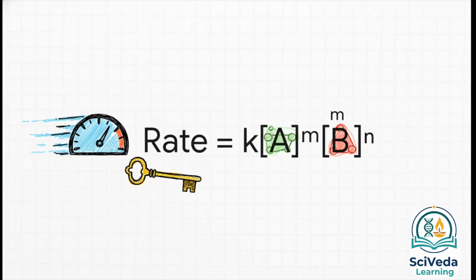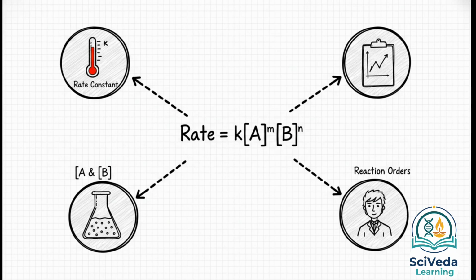And this is what it usually looks like. The rate equals k, that's a special number called the rate constant, times the concentration of reactant A raised to some power m, multiplied by the concentration of reactant B raised to some power n. Let's break that down piece by piece.